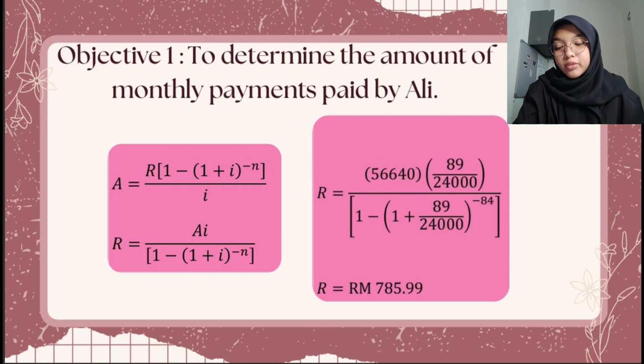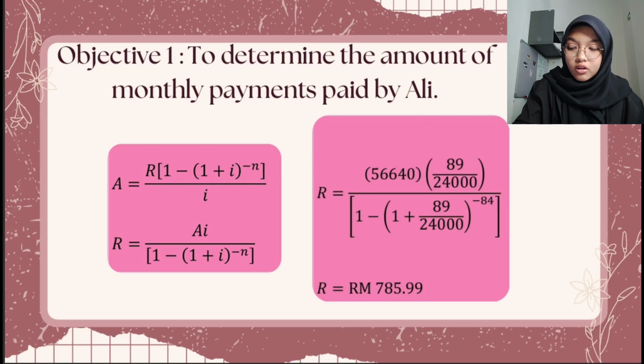Objective 1, to determine the amount of monthly payments paid by Ali, we use the annuity formula, which is A equals R in bracket 1 minus in bracket 1 plus I to the power of negative N, over I. So we rearrange the formula so that we can get R. So R equals A multiplied by I over in bracket 1 minus in bracket 1 plus I to the power of negative N. So we just substitute the values into the formula.